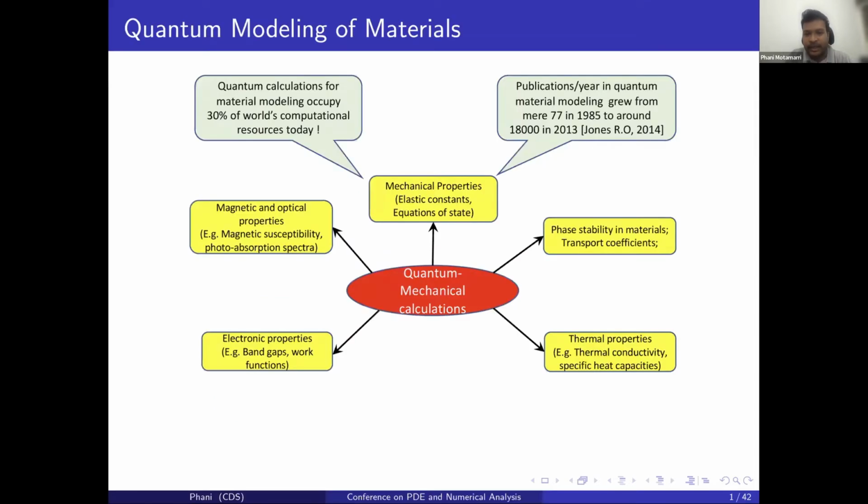Quantum mechanical calculations have played a very crucial role in determining various properties of materials, be it mechanical properties like elastic constants, equation of state, or phase stability in materials, transport coefficients, thermal properties like thermal conductivities, electronic properties, magnetic properties, the list goes on. These calculations have played a very important role in determining most of these properties.